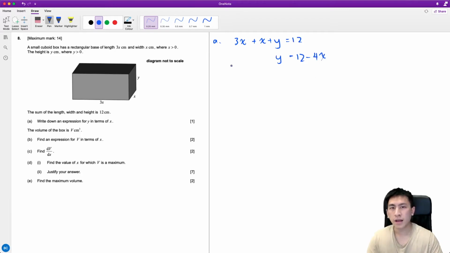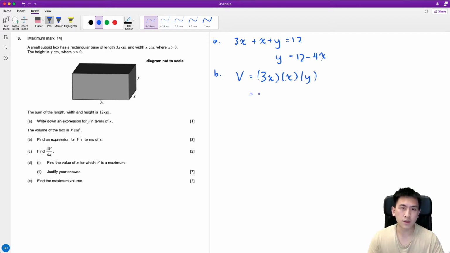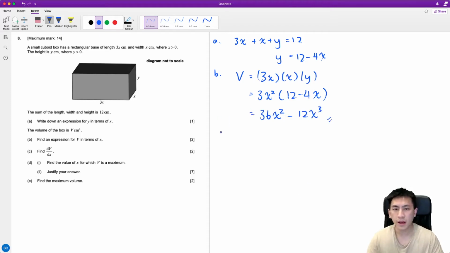Then you're done. Now, part B, they tell you that the volume is v. Find the expression of v in terms of x. That's, again, very easy. V would therefore equal 3x multiplied by x multiplied by y. And of course, then you're going to substitute the thing. You get 3x squared multiplied by 12 minus 4x. So you get 36x squared minus 12x cubed. Then you are done. All right.